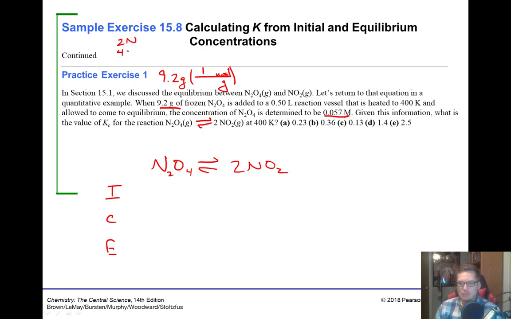So this has 2 nitrogens and 4 oxygens. So we have 2 times 17.01 plus 4 times 16.00. So 2 times 17.01 plus 4 times 16, we get 98.02. So that's our molar mass, 98.02 grams. But that's not enough. Now we're in moles, we need molarity, so we're going to divide this by the volume of our container. So that's our 0.5 liters right there. So we're going to take 9.2 divided by 98.02 divided by 0.5, and I got 0.19.